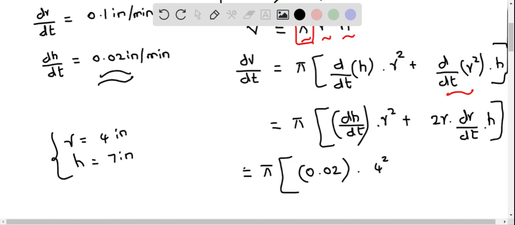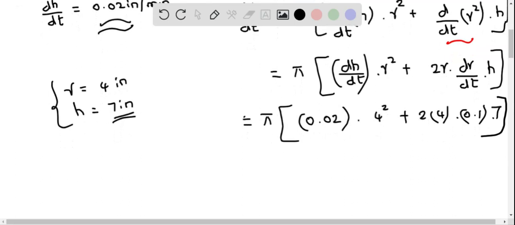plus 2 times radius. Radius is 4, and dr by dt is 0.1 inches per minute. So let me put it as just 0.1 times height, which is 7 inches. So let me plug this 7 here. So now we have to plug these values into the calculator and simplify the answer.